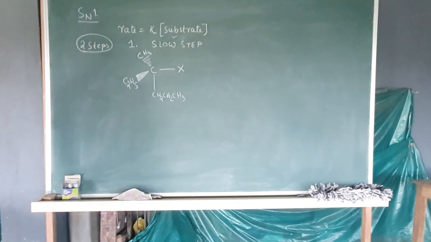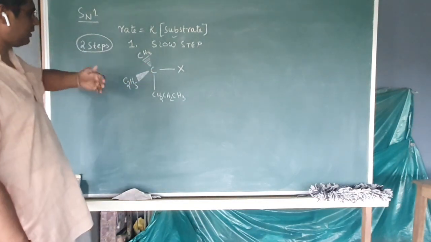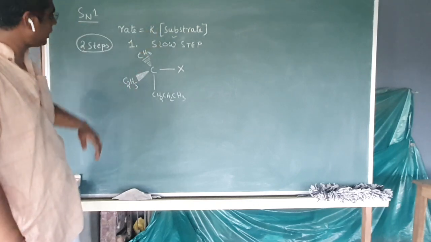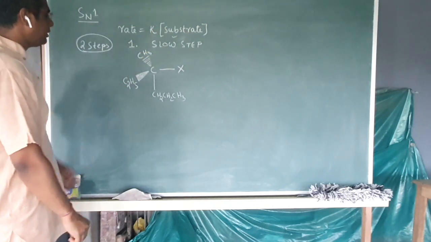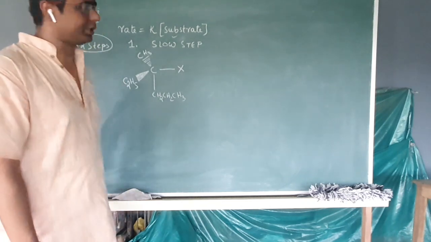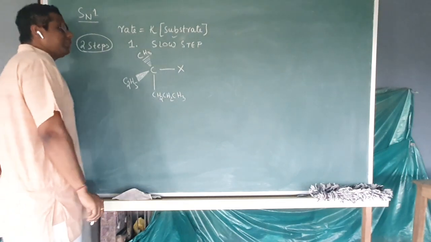This is alkyl halide, shown in Wedge-Dash formula. This is out of the plane of the board, and that is inside the plane of the board. So first of all, we have to find out the RS nomenclature for this. That is very important. Okay? RS nomenclature is very important. So how do you find that out? I have already taught you.